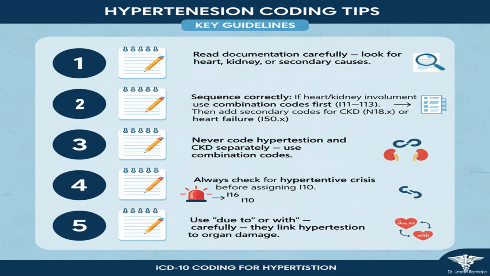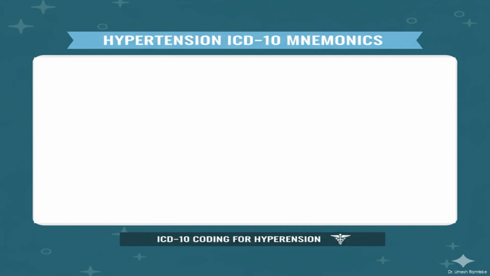Tip 5. Use linking terms. Pay close attention to terms like due to or with. In ICD-10, these terms create a presumed link between the hypertension and any associated organ damage, justifying the use of combination codes. By following these 5 key guidelines, you can ensure your hypertension coding is compliant, accurate, and reflects the full clinical picture. Mastering hypertension coding is fundamental.